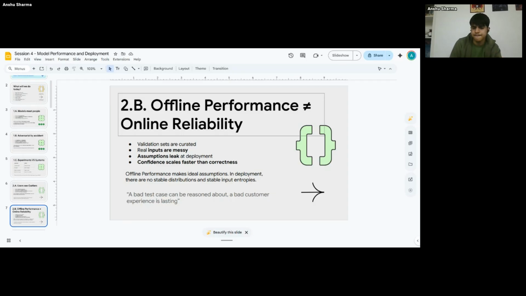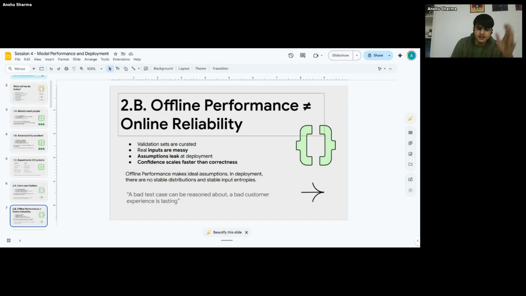And the point is that confidence scales faster than correctness, because you can have a model that is 95% correct, right, but it only works 20% of the time. Or you can have a model that is 85% correct but works 95% of the time. We will prefer the second model even though it is less correct, because it is more reliable. And in real life systems, what matters more than correctness is reliability, right? So your model can fail, but it should be reliable. That is the bottom line, right?